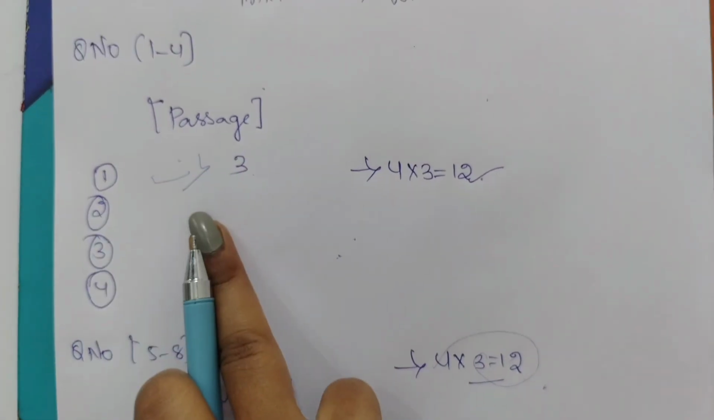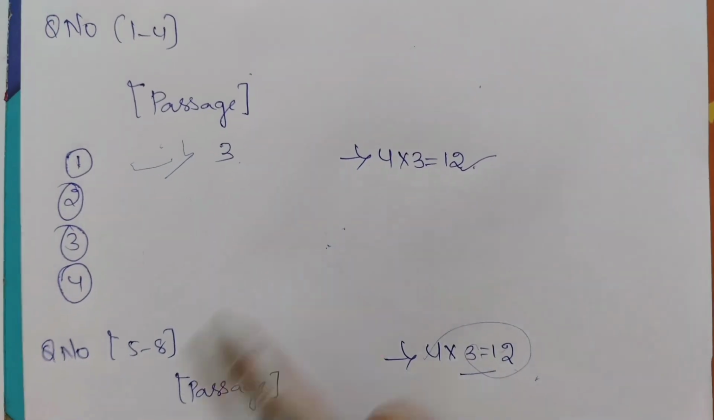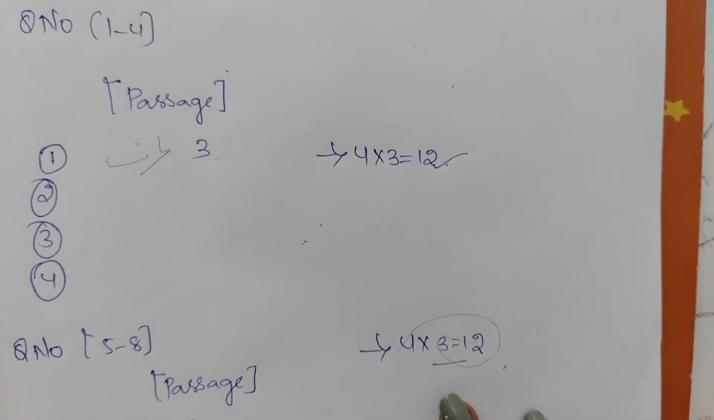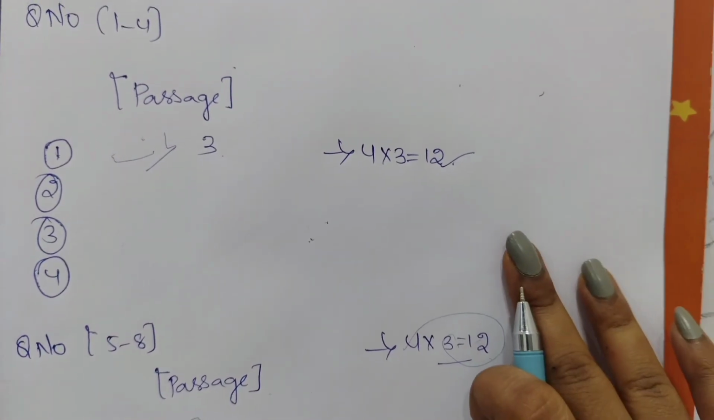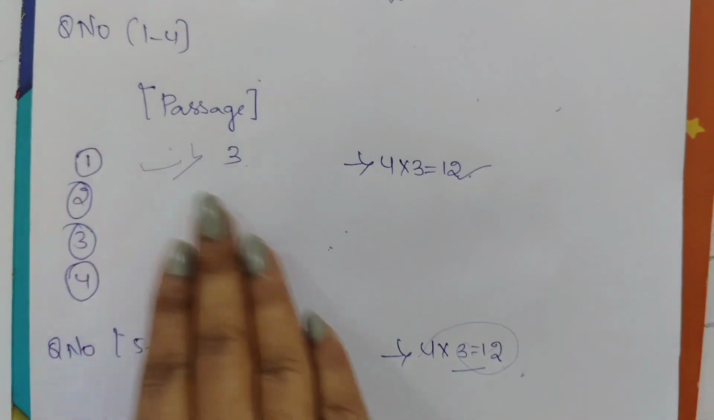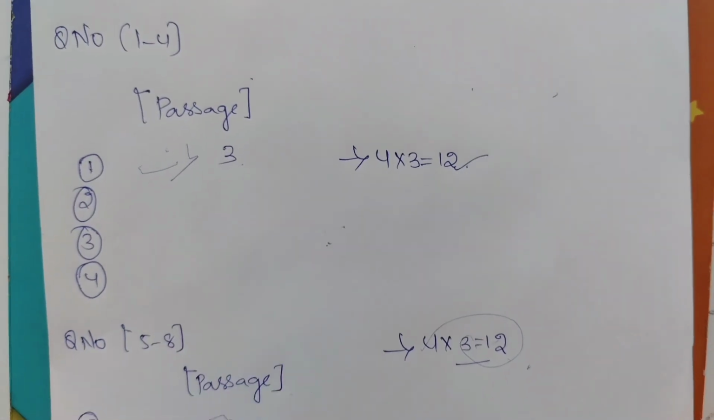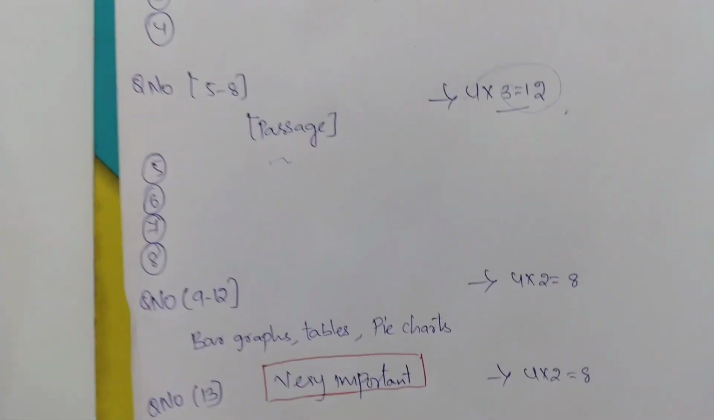Done with question number 1 to 4 and question number 5 to 8. If you attempt both of these, you will be getting 24 marks in total. Same thing, you have to write a maximum of 3 lines. Here also a maximum of 3 lines you have to write.